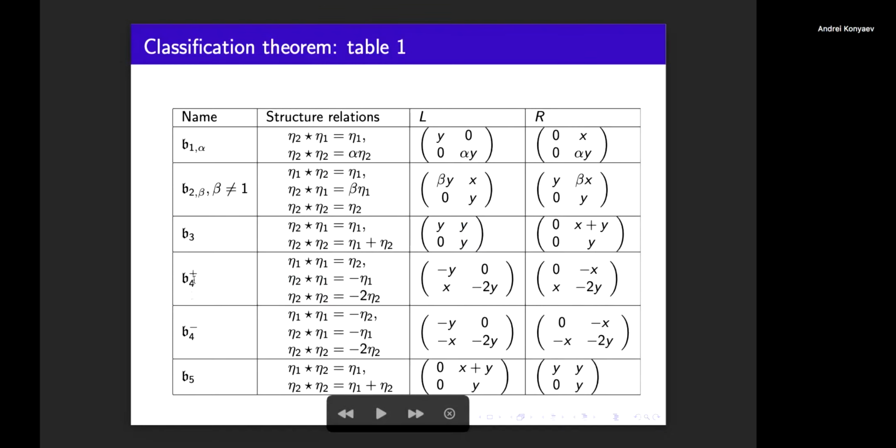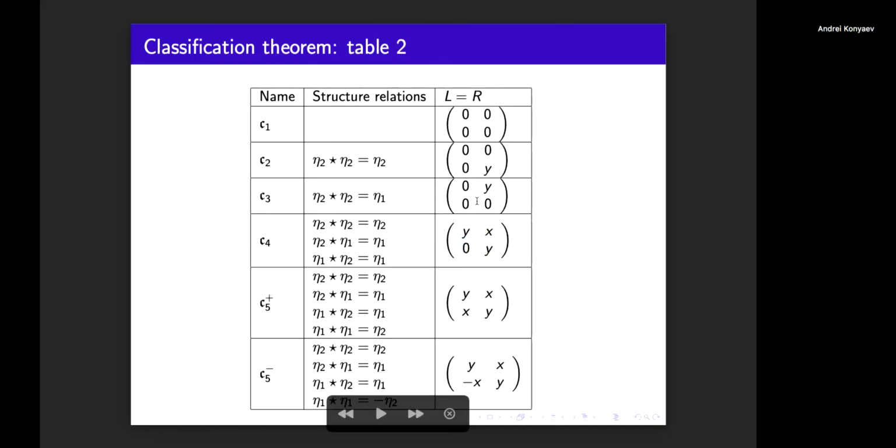Those two, B4 plus and B4 minus, are the most interesting cases because there you get the most interesting pictures. I think in lecture 4 you've seen the lines associated with eigenvalues of these operators. They are very, very nice. Okay, and this is B5. It's trivial. It's a Jordan block multiplied by y.